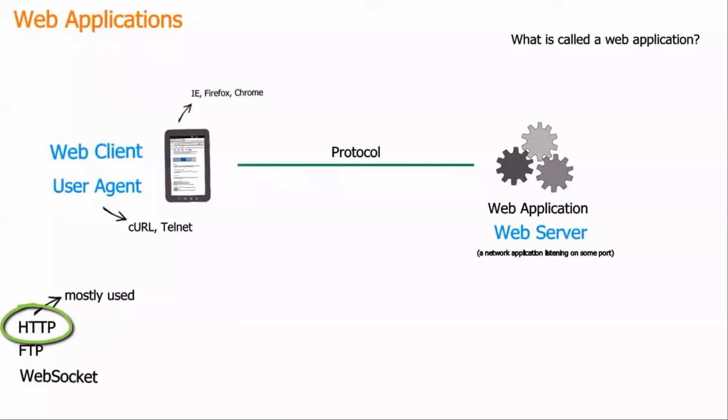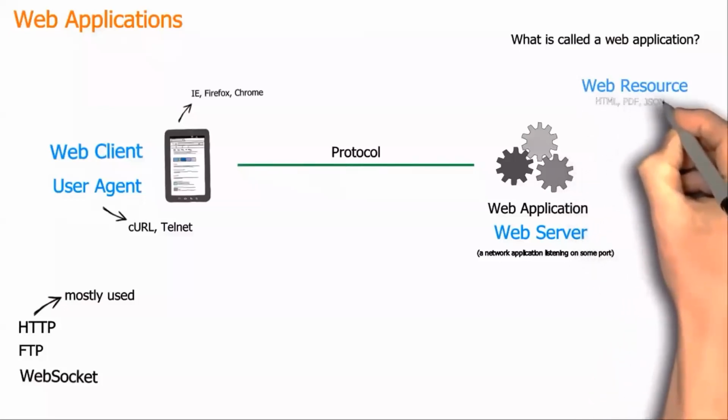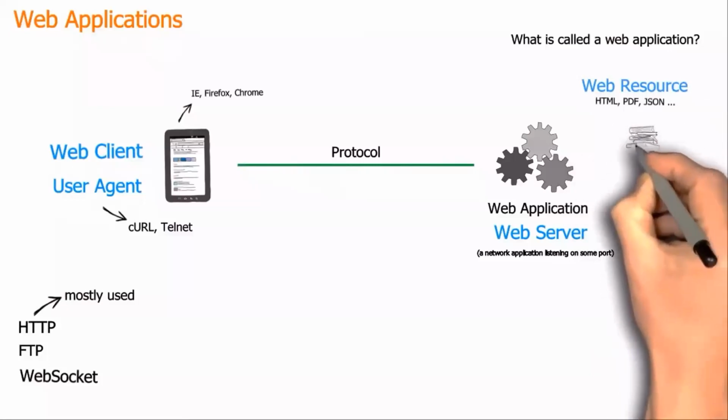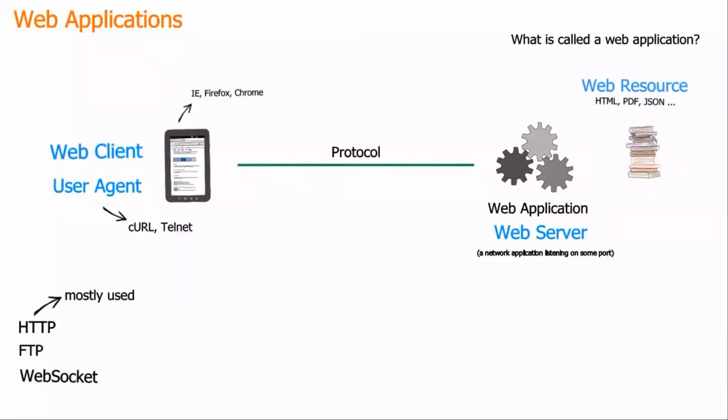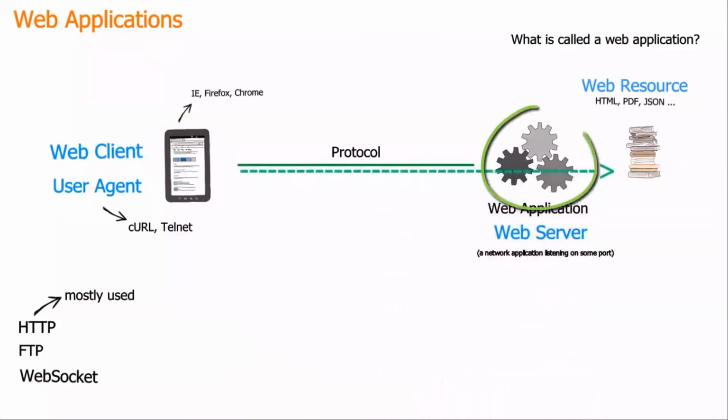To understand the HTTP protocol, let's start with what is called a web resource, or a resource as commonly said. A resource is a document, like an HTML document or a PDF document or a JSON document or an XML file or any kind of document which is hosted by a web server, or in other words, a web client can access those documents through a web server.